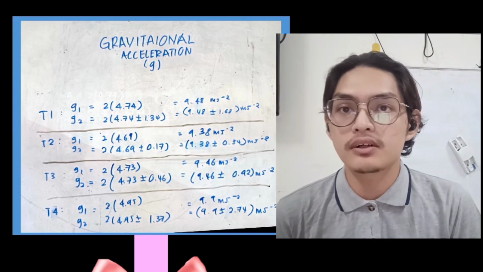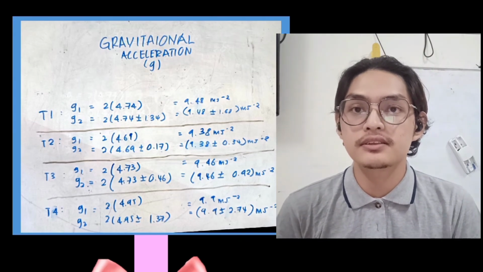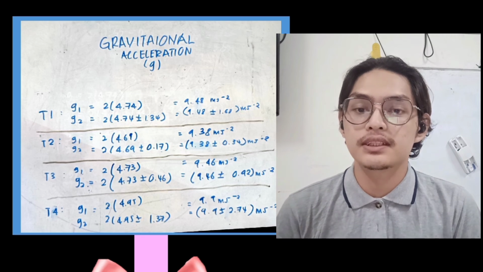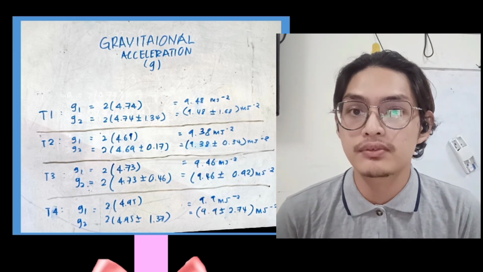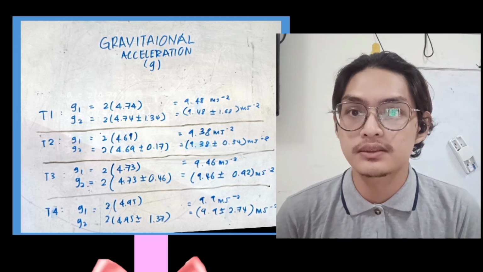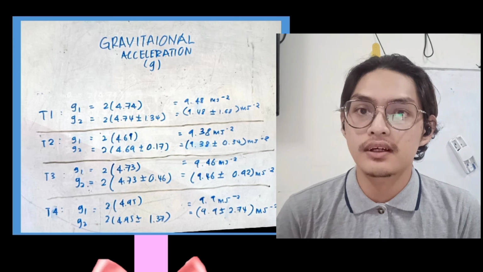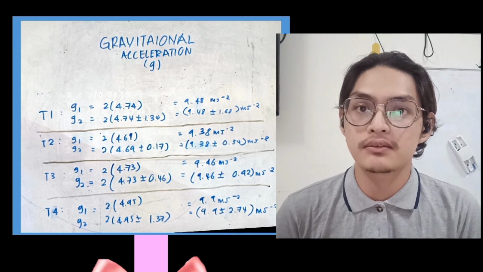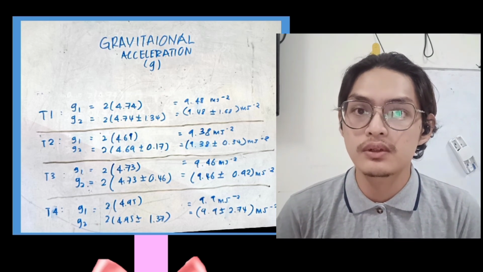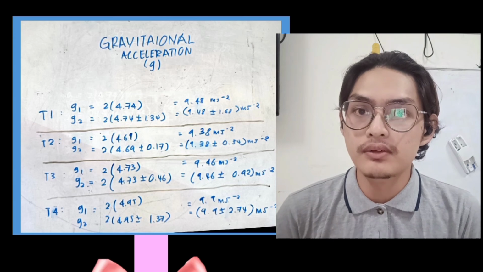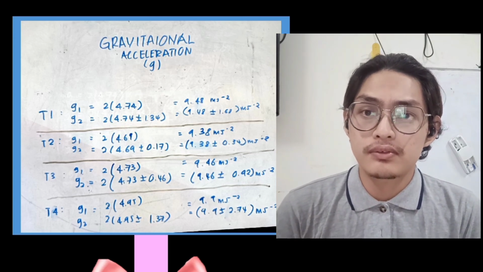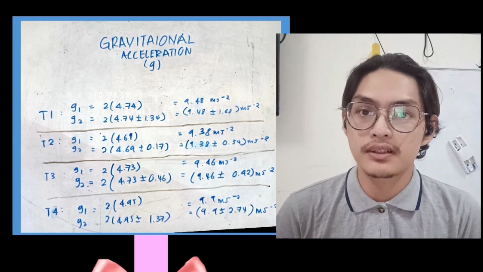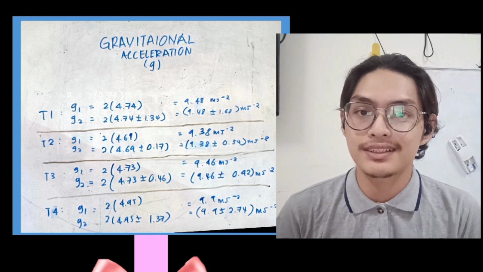Using the formula of gravitational acceleration, g equals 2 times the gradient of each graph, you will get 9.48 meter per second square for table 1 and 9.38 meter per second square for table 2 and 9.46 meter per second square for number 3, and number 4 you get 9.9 meter per second square.